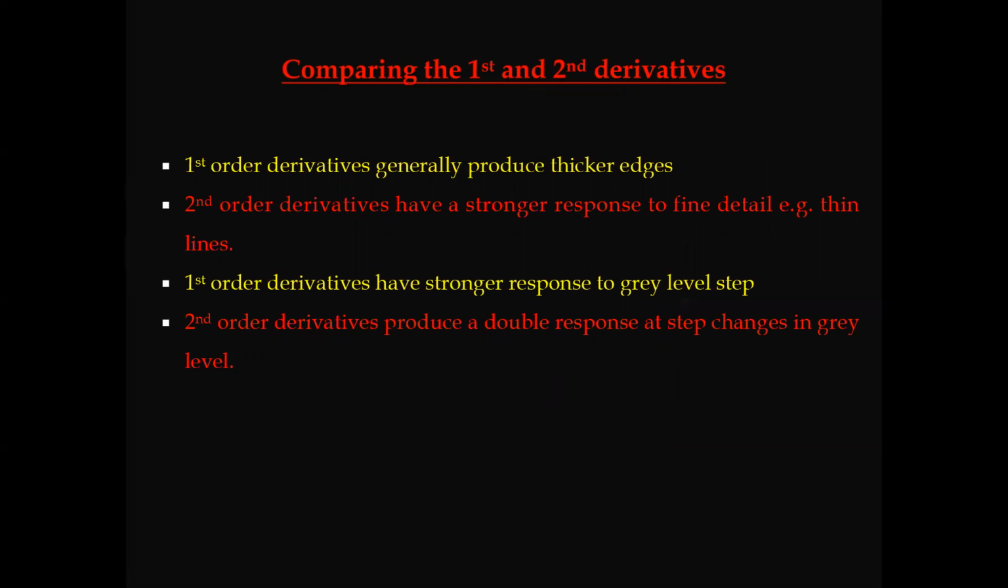Comparing the first and second derivatives, which derivatives are required depends on the requirement, and you have to select accordingly. The first order discrete derivatives generally produce thicker edges. The second order derivatives have a stronger response to fine details, for example thin lines. The first order derivatives have a stronger response to the gray level step, whereas the second order derivatives produce a double response at step changes in the gray level. So we have to select the derivatives as per our requirement.